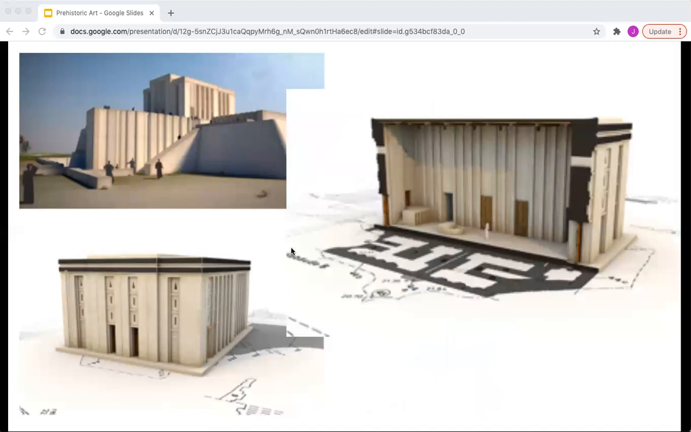Here's another cross section of the temple where you can see that long hallway, the altar space, and the doorways into your offshoot rooms. Here also is an image of the ramp with the stairs up to the top where the temple was.